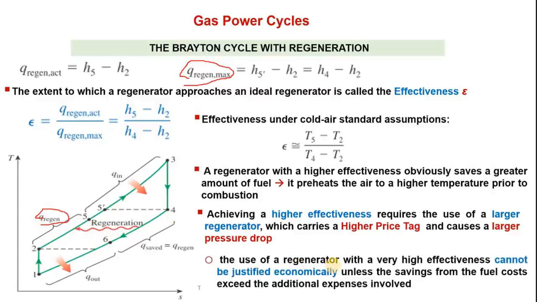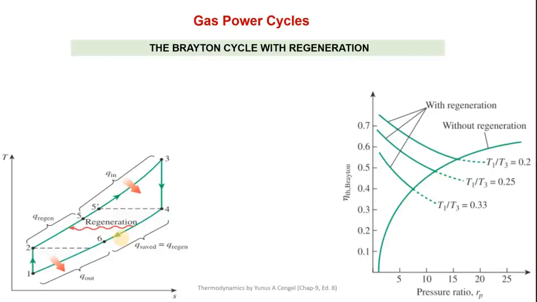So that's why the use of a regenerator with a very high effectiveness cannot be justified economically. If we use a very high effectiveness regenerator, meaning a very high heat transfer area, it is not justified unless the savings from the fuel cost exceed the additional expenses of the equipment or the material of construction of this regenerator.